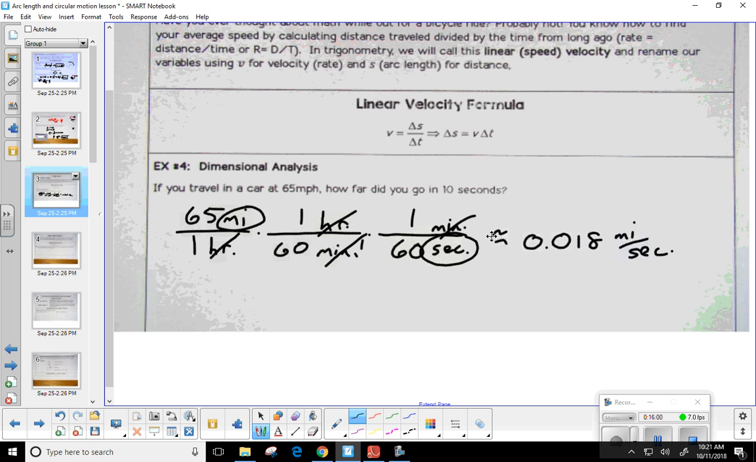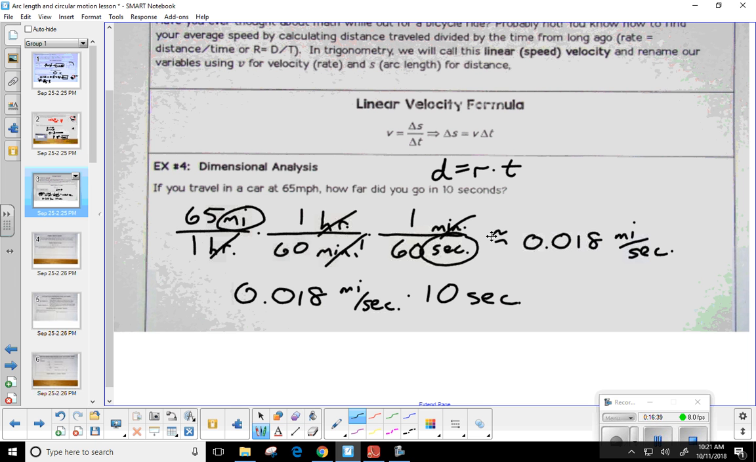Okay. So now I can go ahead and figure out the distance that I've traveled. Because remember, that original formula is distance is equal to r times t. We're just now going to change the distance to what? Like what's the arc length? S, and the speed is now v, right? We're just changing the variables, but the formula is going to remain the same. So in order to find the distance, I'm going to take this speed, 0.018 miles per second, and multiply it by the time, 10 seconds.